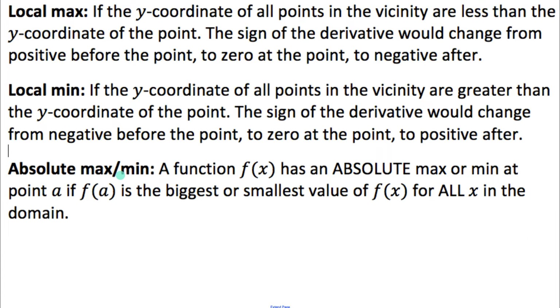For it to be an absolute max or min point, let's read the definition of that. A function f of x has an absolute max or min at point a if the y value at that point, so f of a, is the biggest or smallest value of f of x for all x in the domain. So it has to be the highest or lowest the function ever goes over its entire domain.